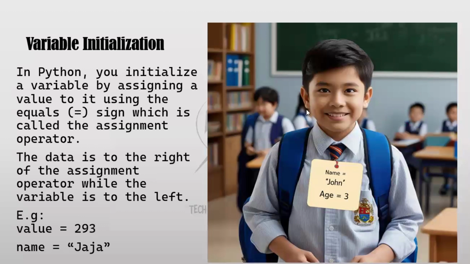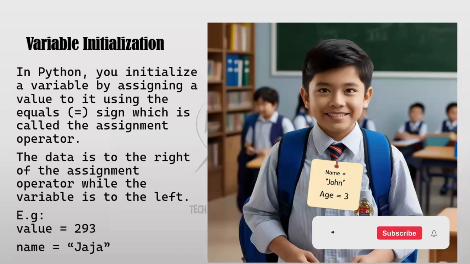So in Python, if you want to create a variable, we have to do what is called initialization. To initialize a variable, you assign a value to it using the equal sign, which is also called the assignment operator. The data is to the right of the assignment operator, while the variable is to the left of the assignment operator. So for example, we have this value here.